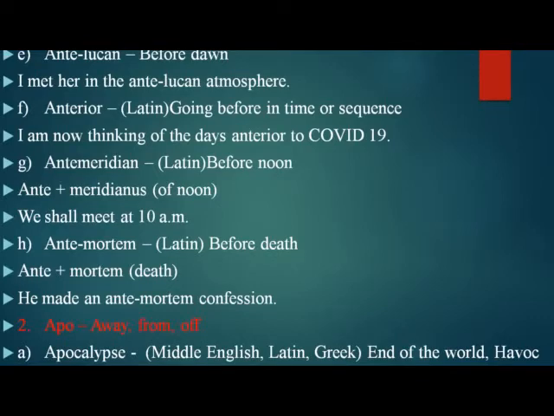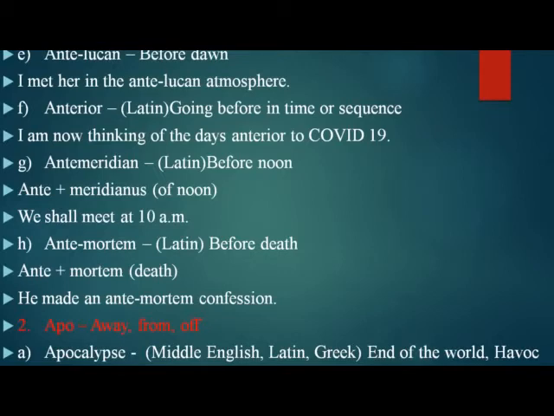So mortem, mort, that means death. So he made an Ante-Mortem confession. So he made a confession before his death. That is Ante-Mortem confession. Now the second prefix is apo, which means away from, of.